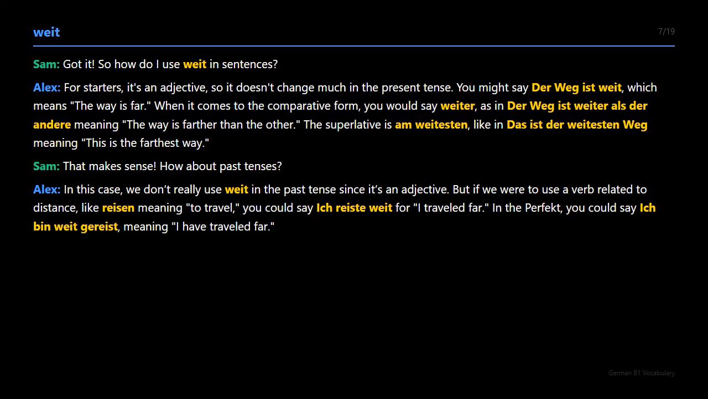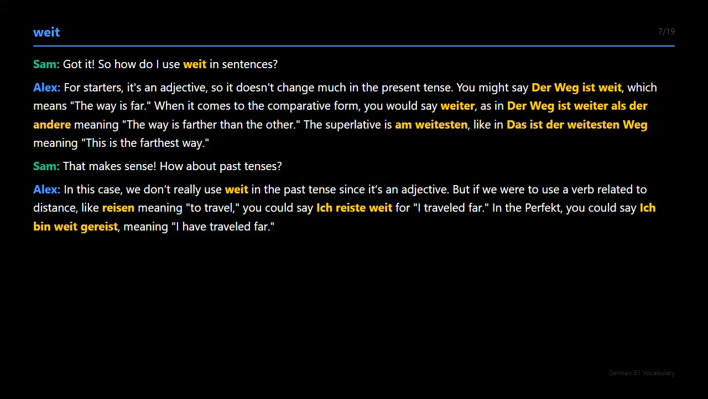The superlative is am weitesten, like in, Das ist der weiteste Weg, meaning this is the farthest way. That makes sense. How about past tenses? In this case, we don't really use weit in the past tense since it's an adjective.